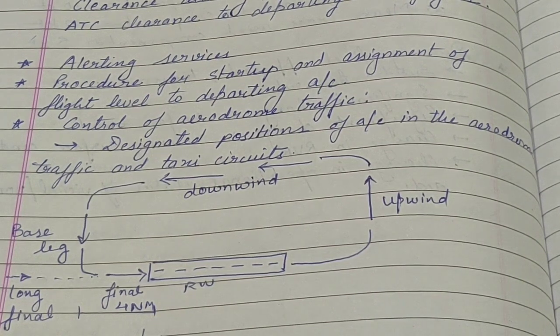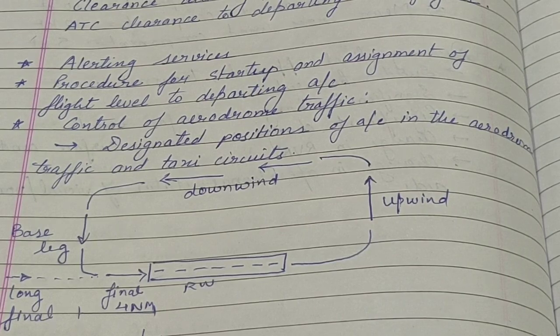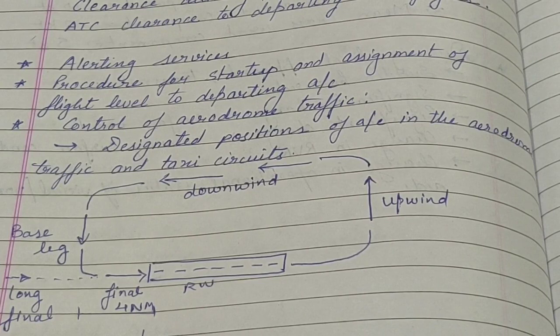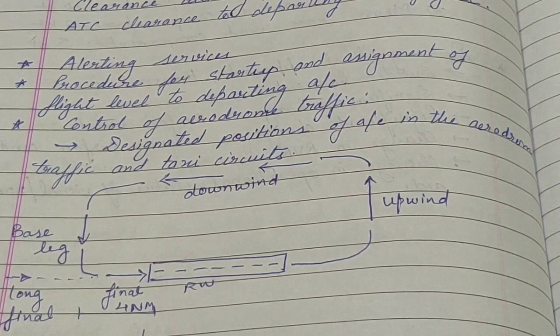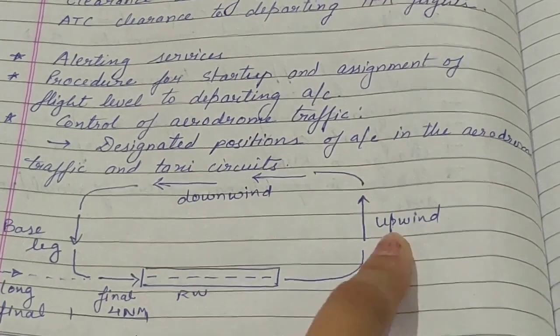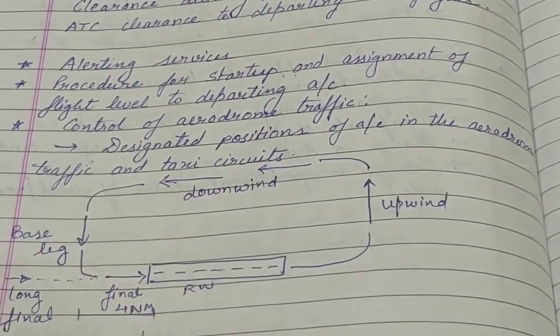Next, coming up to the control of the aerodrome traffic. In this, the aircrafts which are performing the taxi circuits, and are in the traffic circuit, in those positions, they will be provided with the aerodrome control services. So it is shown in this diagram.